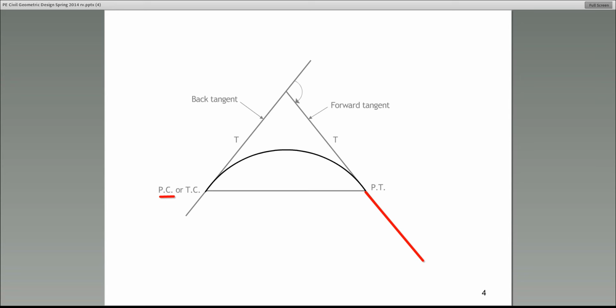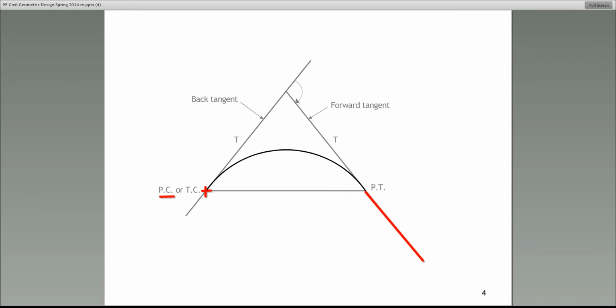Who can tell me what PC stands for? Point of curvature. Jeremy is saying point of curvature. Many of you are saying point of curvature. Absolutely. So point of curvature, here's what you need to recognize. That is the point where the back tangent, the first alignment, stops and the curve begins. All right, so that's the point of curvature.